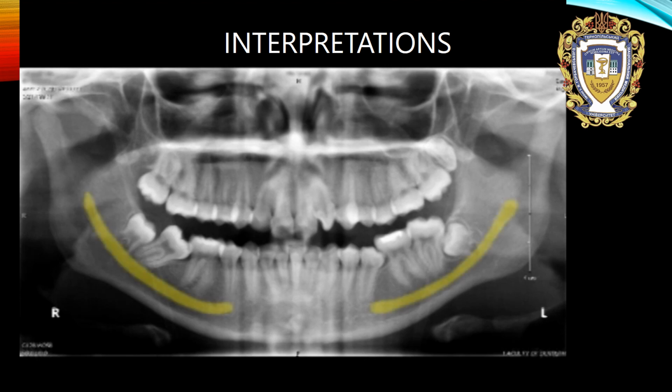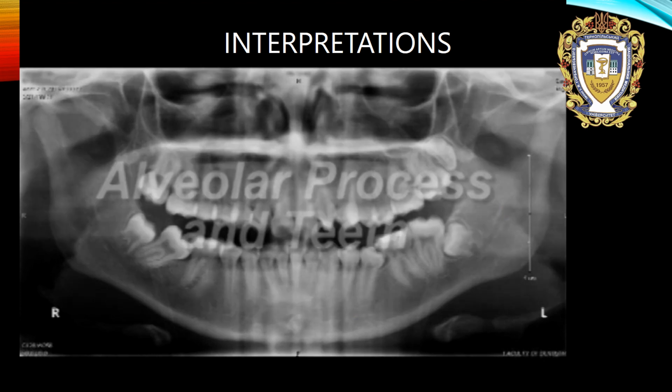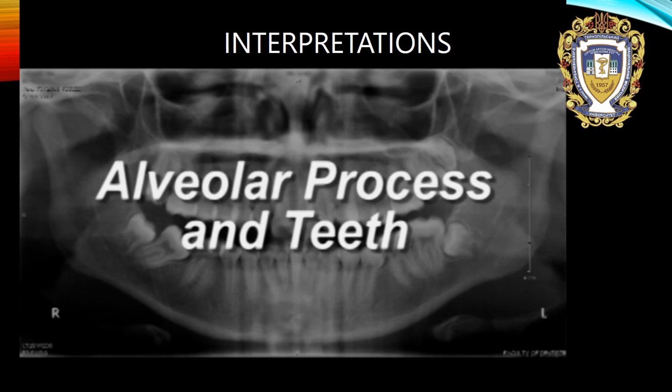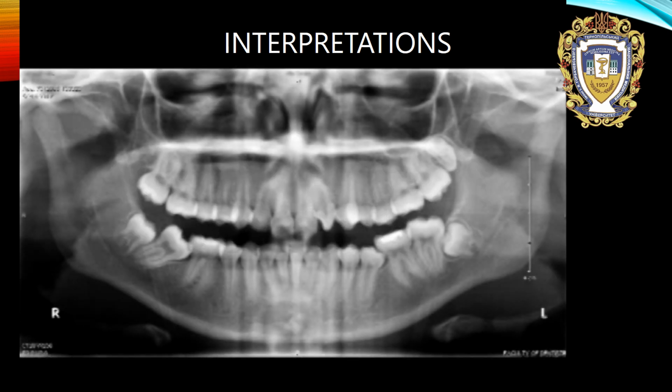In the mandible, look at the left and right inferior alveolar nerve canals and the mandibular and mental foramina. Examine their size, position, cortication, and symmetry. Next, the alveolar process and teeth are evaluated. The spatial resolution of panoramic radiographs is much lower than intraoral radiographs, making assessment of the alveolar process and teeth more difficult.